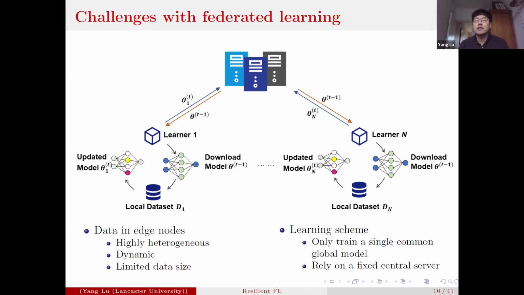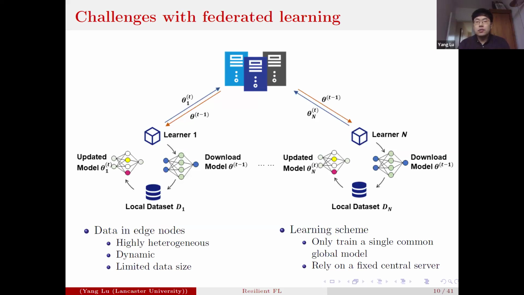For example, if a user has very limited data size, then this user may want to learn more from other people's data to have better generalization. However, if one user has relatively adequate data, this user may want to focus more on its own data or similar tasks. So it requires us to provide maybe personalized global models. And also the current scheme, as mentioned, relies on a fixed central server, which might be problematic. You may not have such a stable fixed central server.